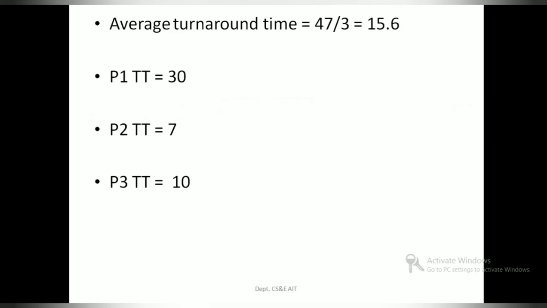The turnaround time is just as before. We take the completion of the process. So process P1 has completed at 30, process P2 has completed at 7, process P3 has completed at 10 milliseconds. So the average turnaround time is 15.5 milliseconds.